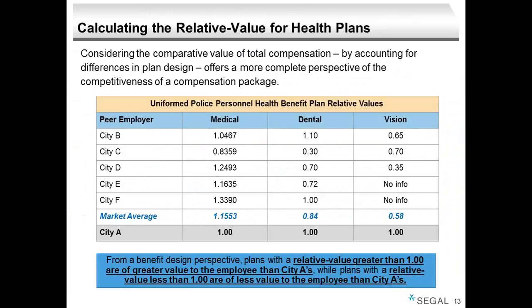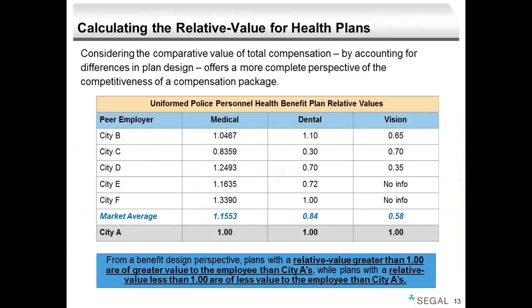What does this relative value look like? In this chart, and this is an example for uniformed police personnel, we have 5 cities, the same 5 cities we're comparing to. And we have a model that takes the various plan design features of the medical, dental, and vision plan for City B, City C, and so forth, and compares them on, if you will, a percentage basis to City A. So you'll notice City A has a 1.00 on the bottom of each column for medical, dental, and vision, and that's really saying we're starting with a 100% or a relative value of 1.